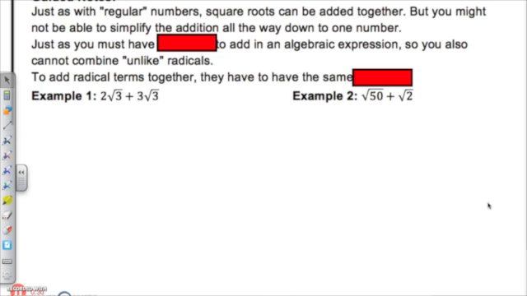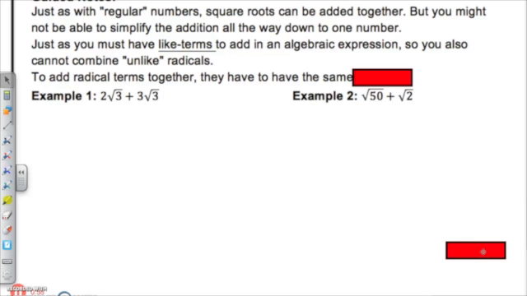The big difference is that we're not necessarily going to be able to simplify the addition all the way down to one number. We might have a couple different radicals, or a couple different numbers in our final answer. If you think back to when we were adding polynomials, where we added like terms in algebraic expressions, we're going to take a similar approach with radicals. Our radicals are going to have like terms to add.